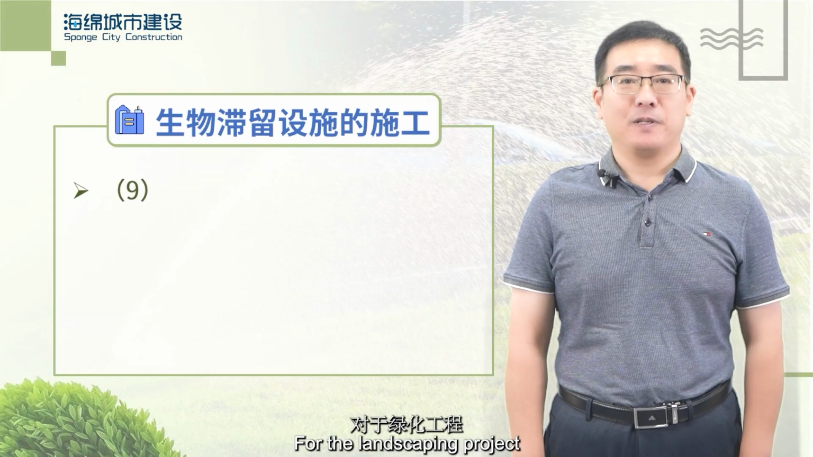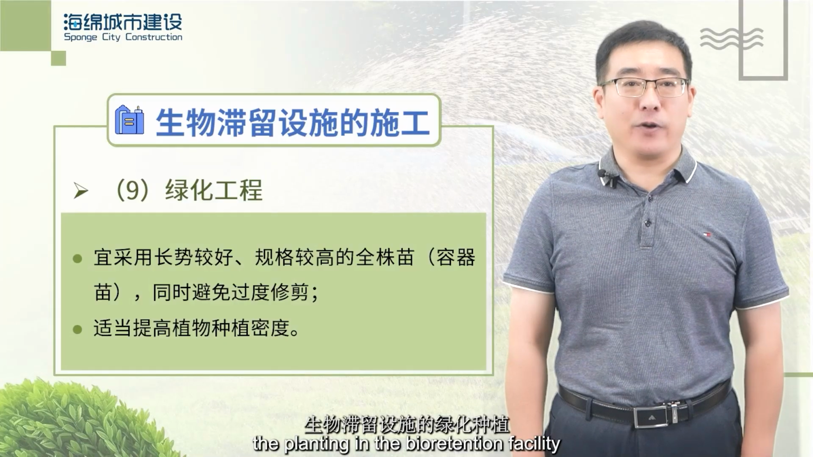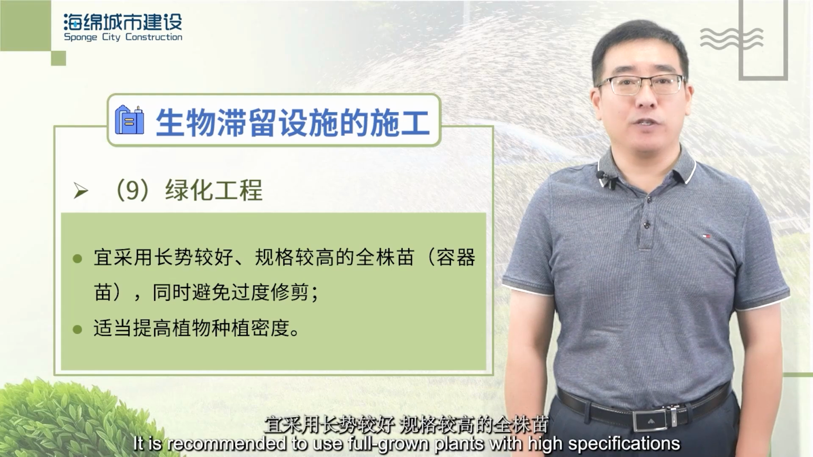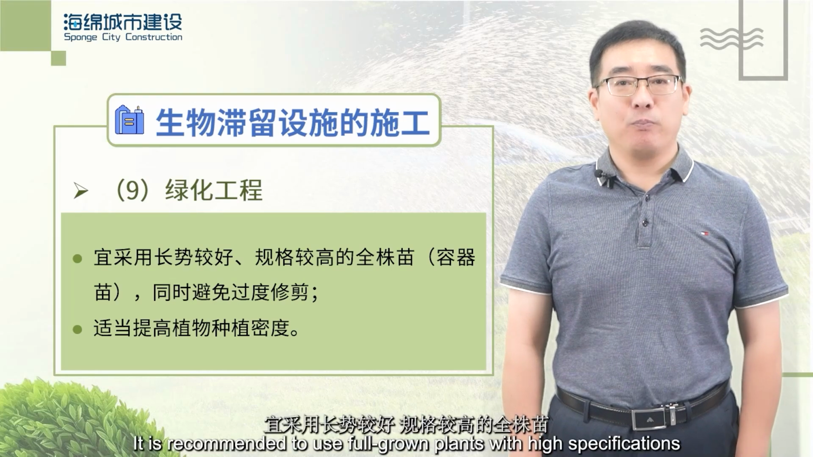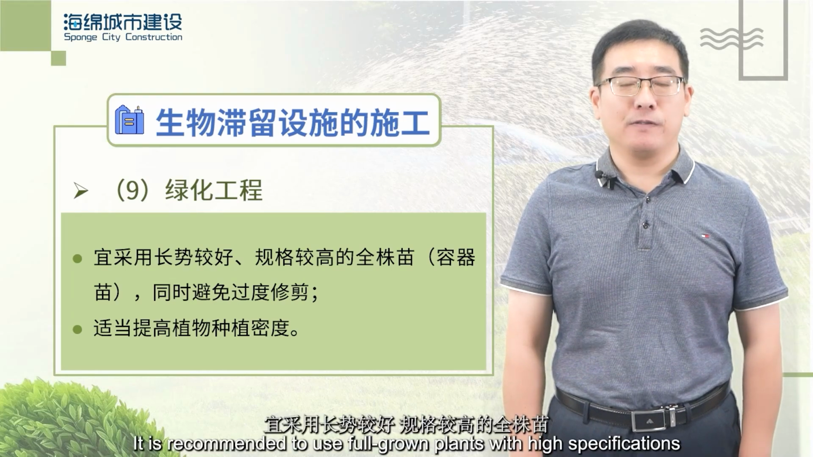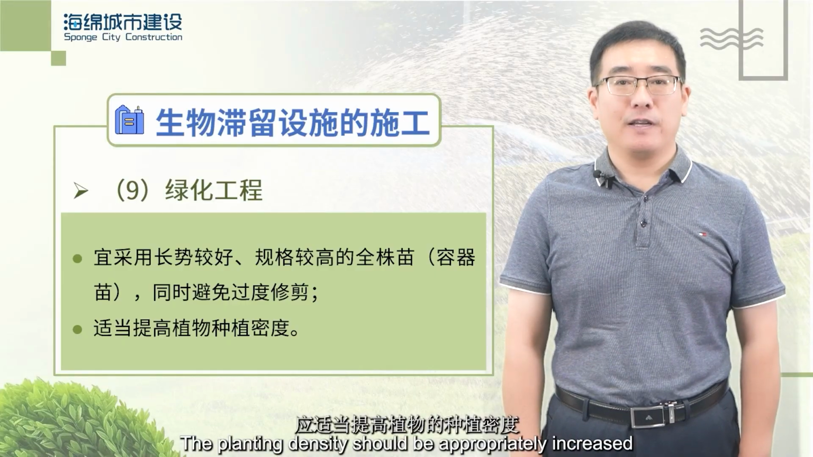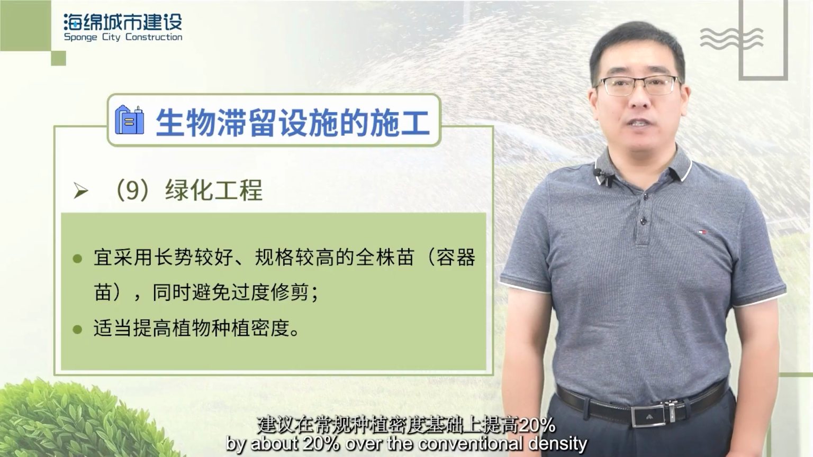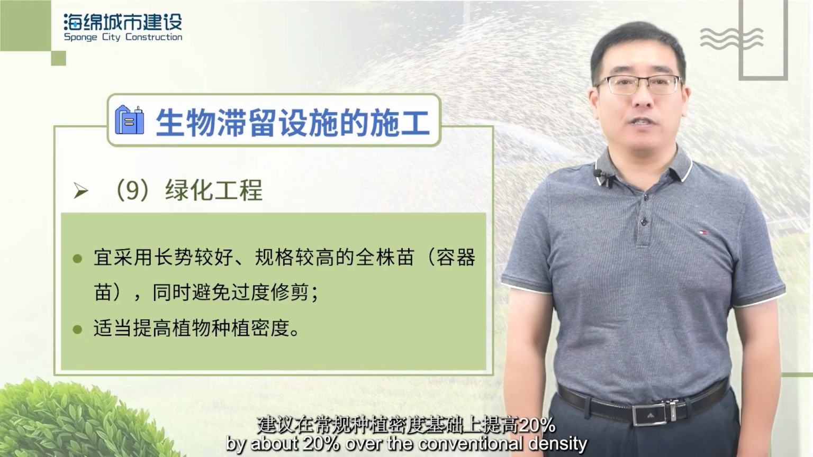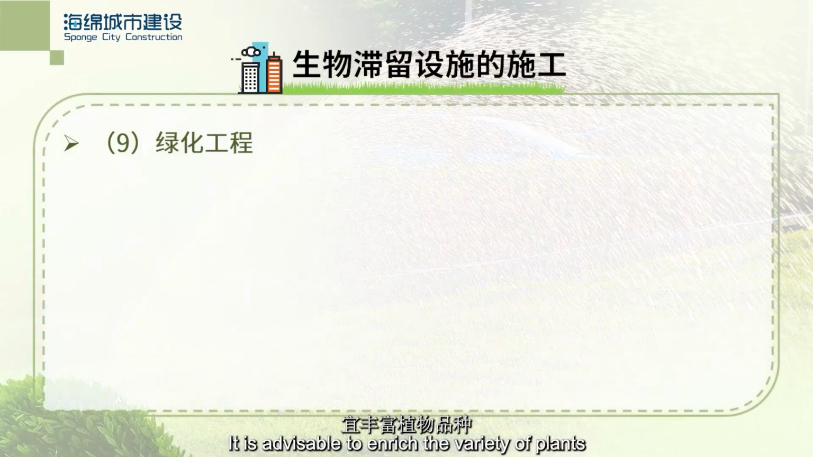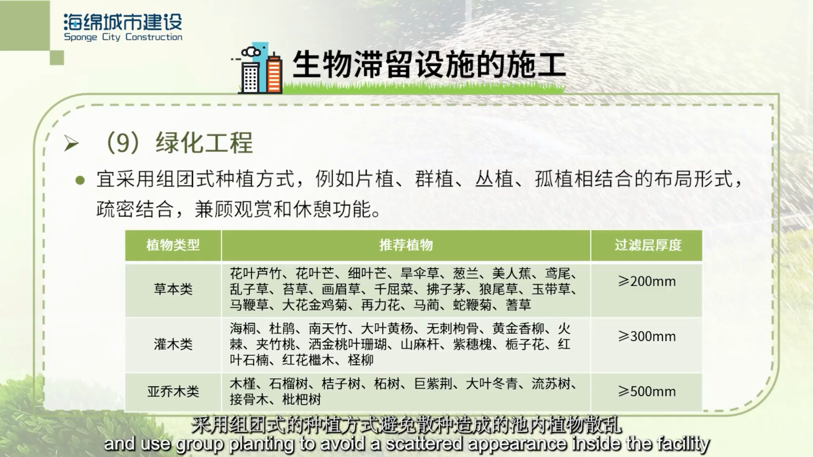For the landscaping project, the planting in the bioretention facility differs from regular landscaping. It is recommended to use full-grown plants with high specification, and excessive pruning should be avoided. The planting density should be appropriately increased by about 20% over the conventional density. To ensure no soil is exposed, it is advisable to enrich the variety of plants and use group planting to avoid a scattered appearance inside the facility.